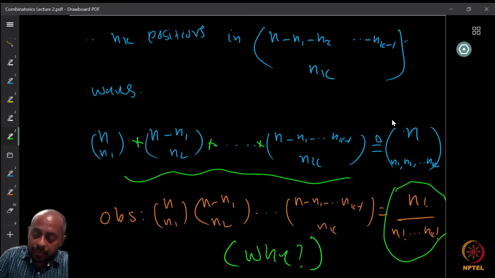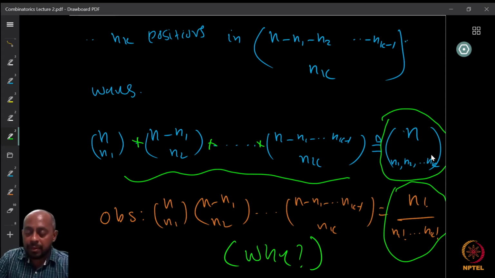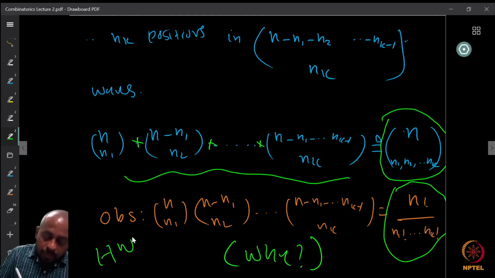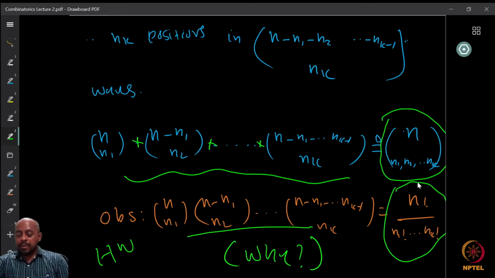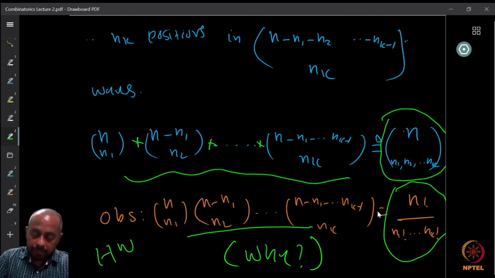So there is a notation for this, which is n choose n1, n2, etc., nk. This is called the multinomial coefficient, as I told you earlier. The notation for the multinomial coefficient is n choose n1 n2 etc. nk, and that is equal to n factorial divided by n1 factorial etc. nk factorial. I want you to show this as homework: why this product must be equal to this closed form, n factorial. This is a closed form, and this is a product. So find it out. It's very easy.